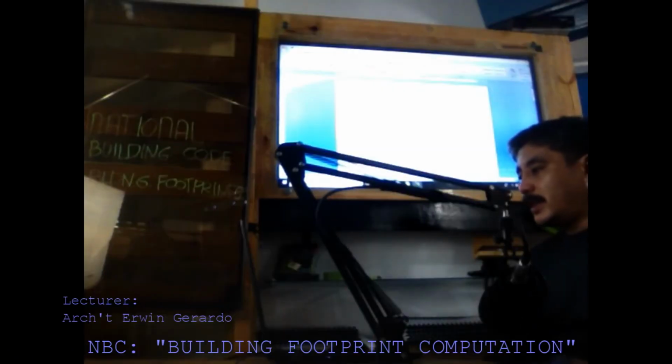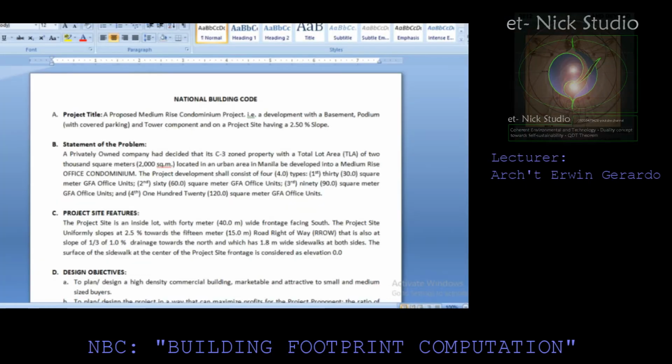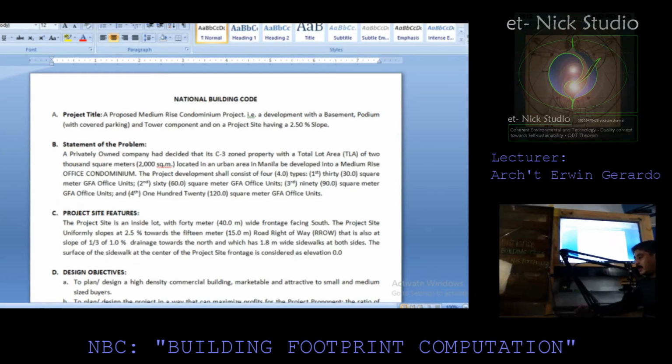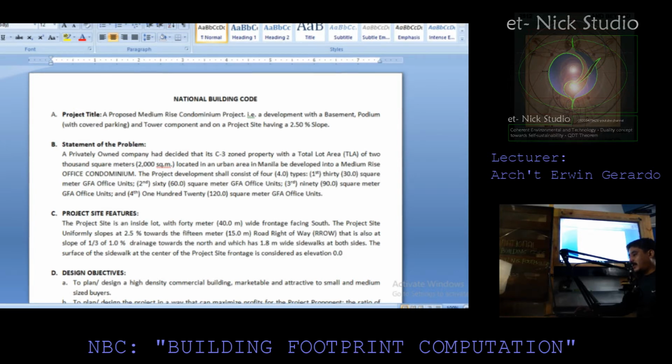Good day. I'm going to discuss the National Building Code. It has something to do with the computation of the setbacks and the building footprint. So our project title is a proposed medium-rise condominium project. Example, a development with a basement. It has a podium with covered parking and a tower component, on a project site having a 2.5% slope.